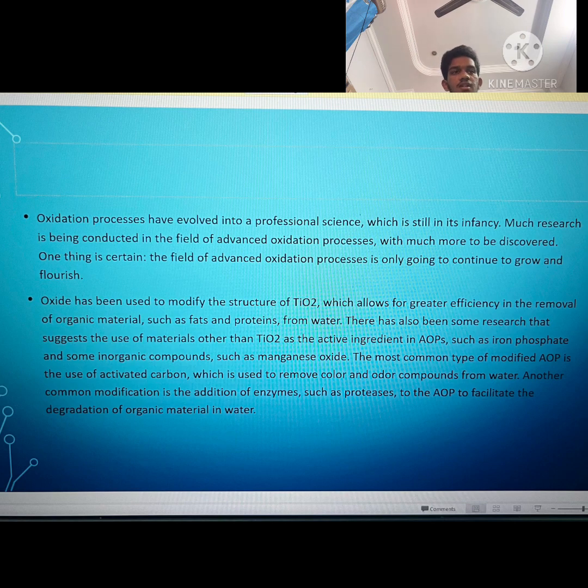There has also been some research that suggests the use of materials other than TiO2 as the active ingredient in AOPs, such as iron phosphate and some inorganic compounds such as manganese oxide. The most common type of modified AOP is the use of activated carbon, which is used to remove color and odor compounds from water. Another common modification is the addition of enzymes such as proteases to the AOP to facilitate the degradation of organic materials in water.